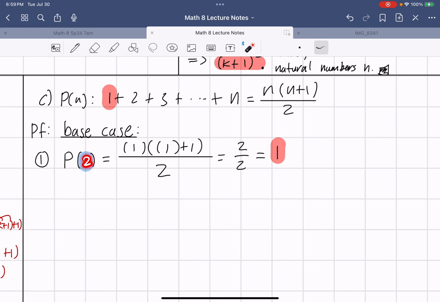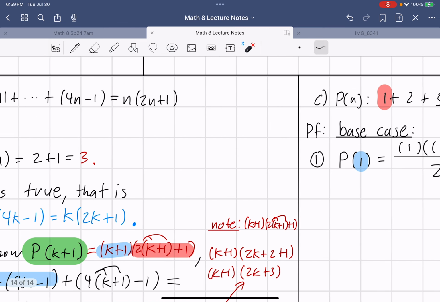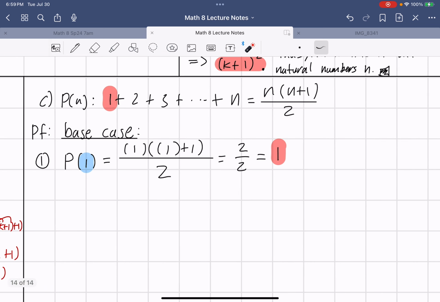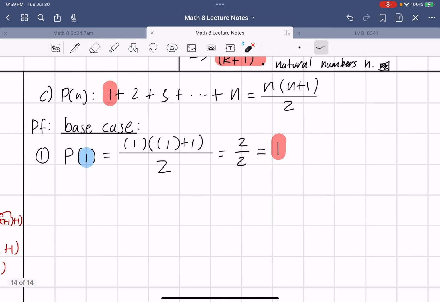If I put 2, that means it'd be the second term. If I put 3, it would be the third. But the thing is, in this problem, plugging in 1 looks like the first one, plugging in 2 looks like a second one. But not all of them are like this, right? Like this was the first term, this is the second, this is the third. So I would plug in 2 to try to get 7. I'll plug in 3 to try to get 11. So try to not mix those things up.